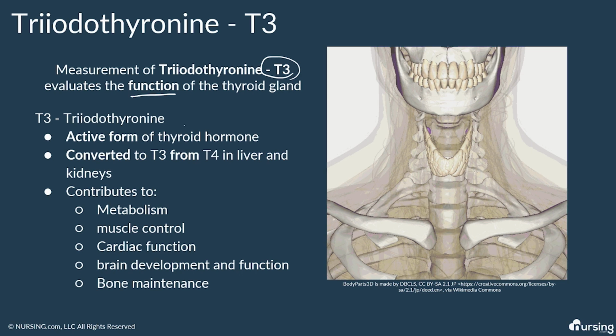T3 is produced by the thyroid along with T4, and it's actually the active form. So when T4 gets into circulation, it actually needs to be converted into T3 in the liver and kidneys and other tissues. What these thyroid hormones do, or how they work within the body, is that they contribute to metabolism, muscle control, cardiac function, brain development and function, and also bone maintenance. Pretty important little butterfly-shaped gland here in the throat.